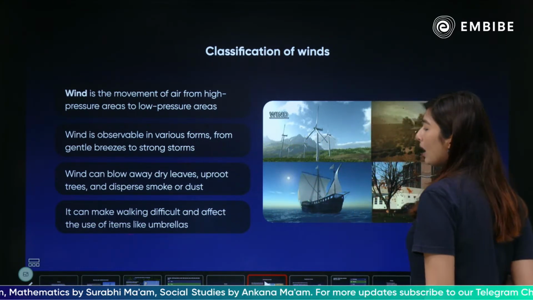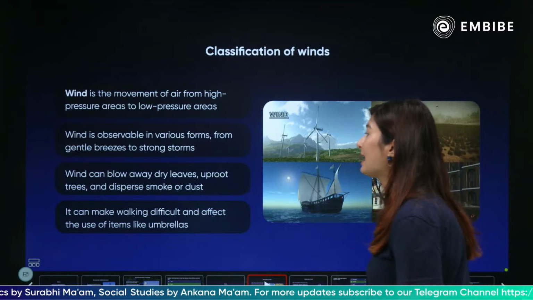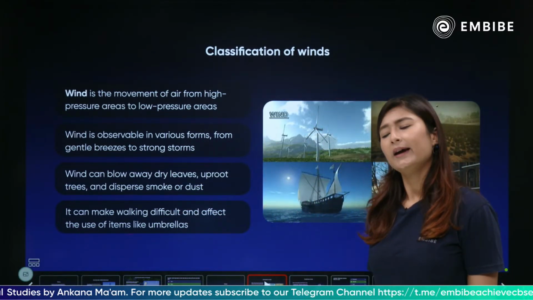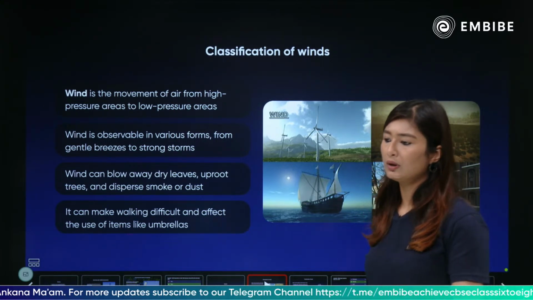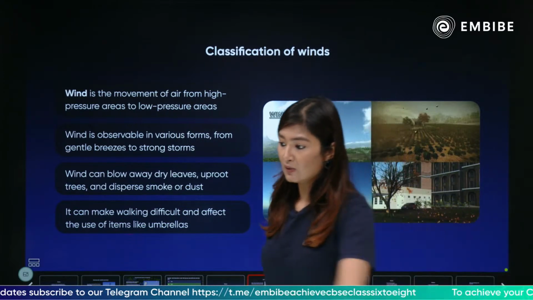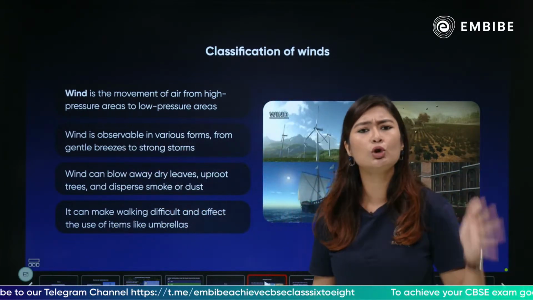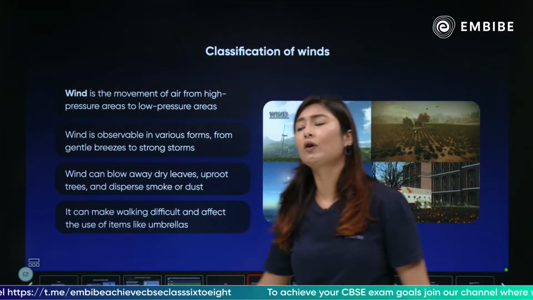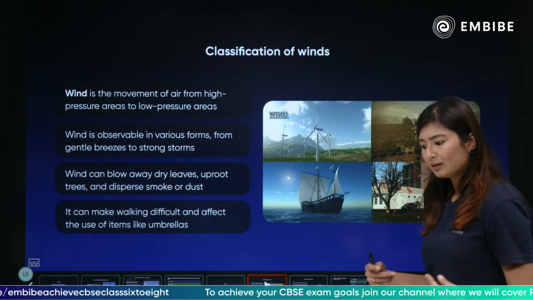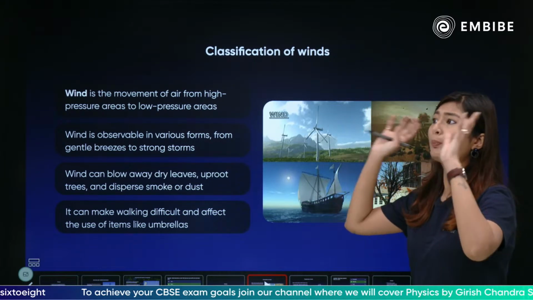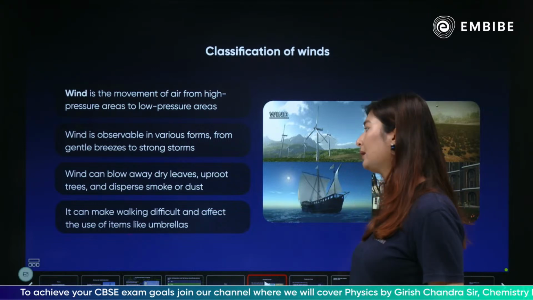So wind can blow away dry leaves, uproot trees and disperse smoke and dust. So wind has different capacities, right? It can sometimes just blow enough that only dry leaves will blow. Sometimes it is a little stronger, so the dust will also start flowing. And sometimes it is so strong that the trees will fall because of the speed and the strength of the wind. कई बार सिर्फ पत्ते सूखे घूम पाते हैं, कई बार थोड़ा डस्ट भी उठ जाता है और कई बार तो पेड़ ही गिर जाते हैं, इतनी तेजी से हवा बहती है.